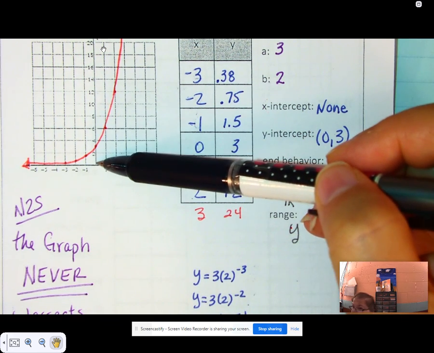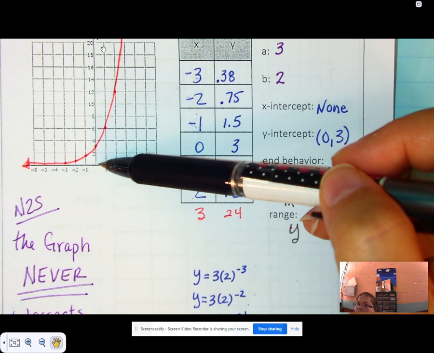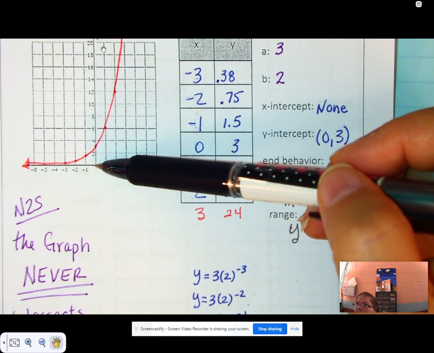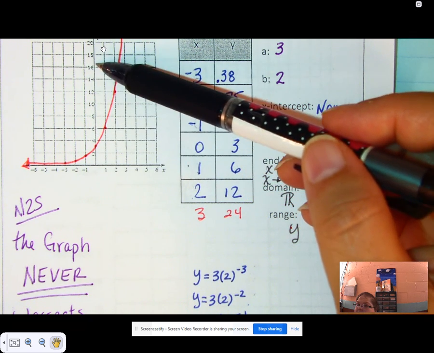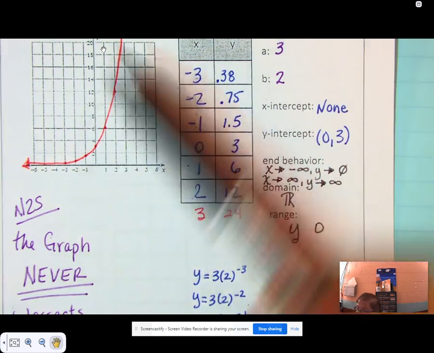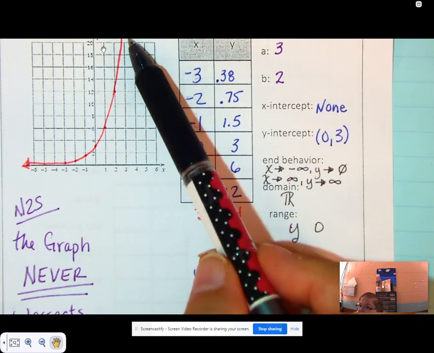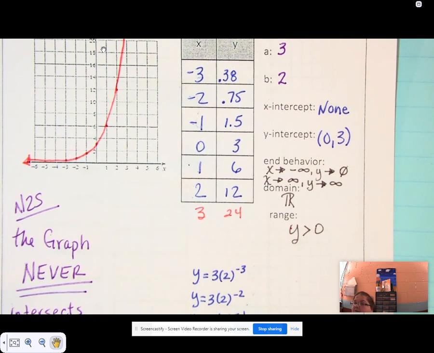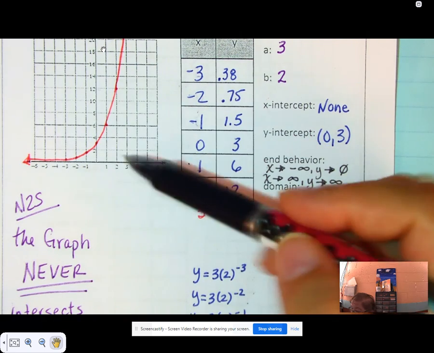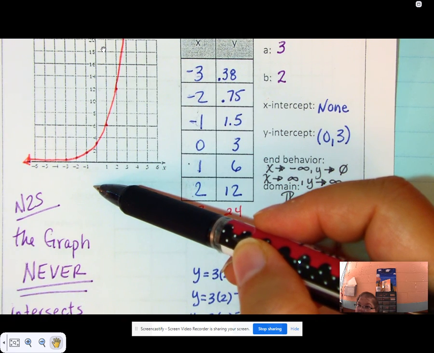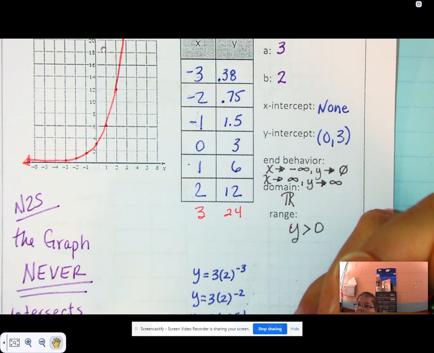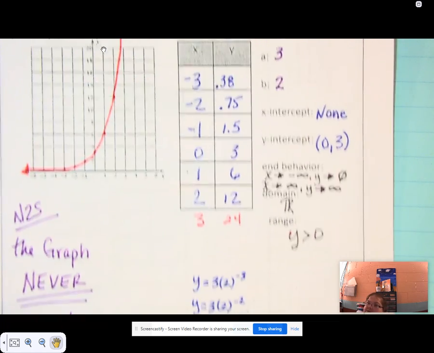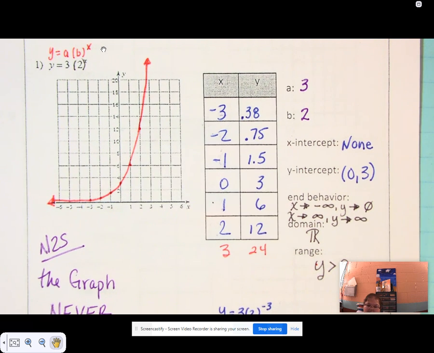So, if I'm at 0, are the y values greater than 0 or less than 0? Well, my graph is only all up here, so my range is only all the numbers greater than 0, because it never gets below here. Any questions as we look at this all together now? Are there any questions there?